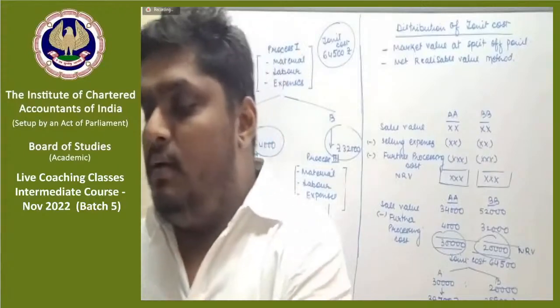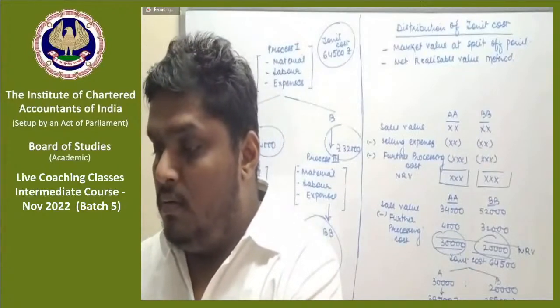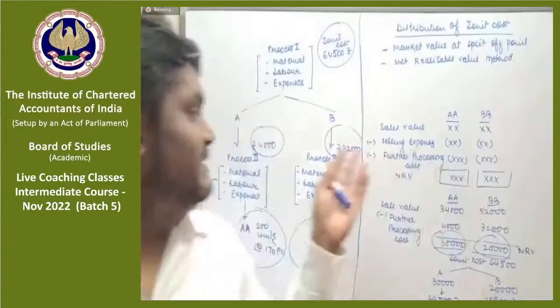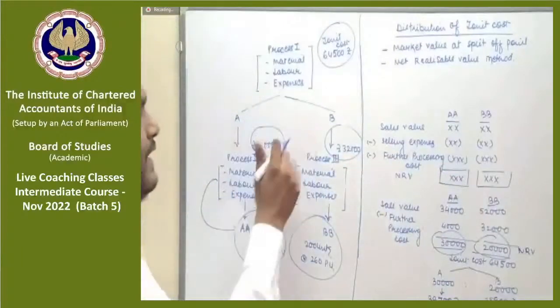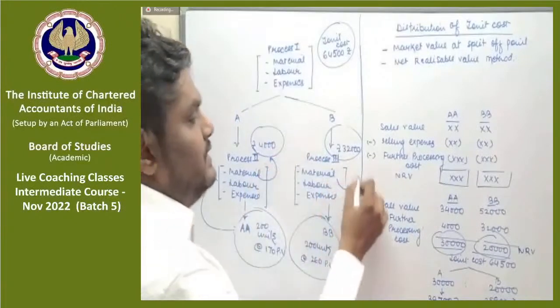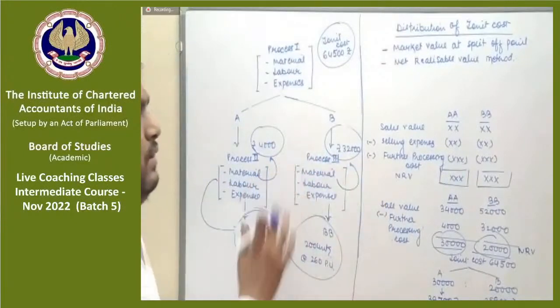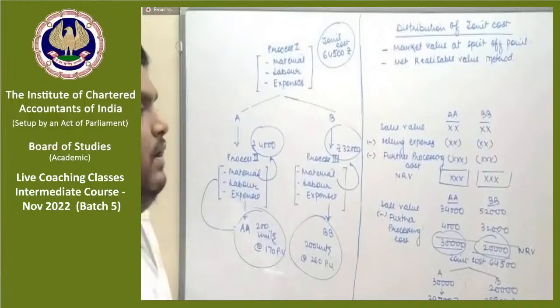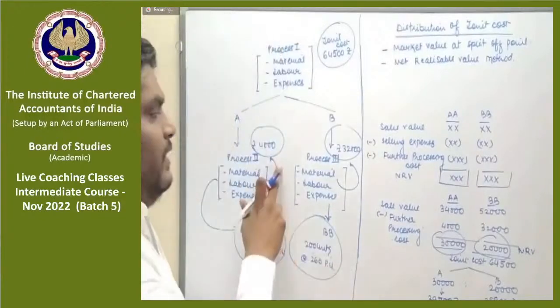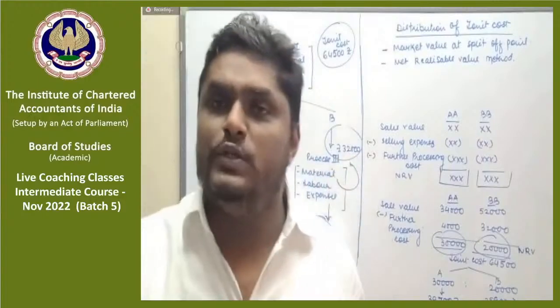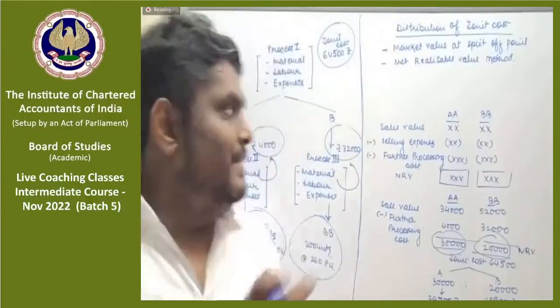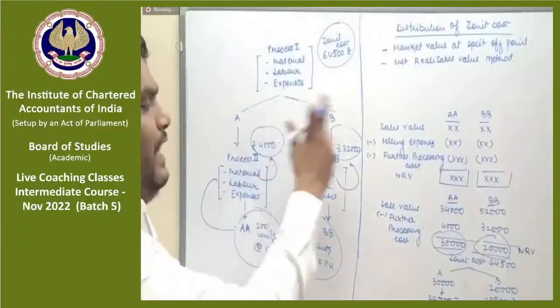Yes, Riddhi. Rekha, the sale value of product A and B is not given. This is my further processing cost. I repeat again, guys, this is the further processing cost, that is 4,000, and this is the further processing cost of process third, that is 32,000. This is not the market value of A and B.